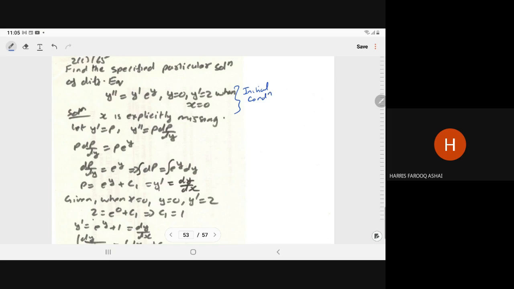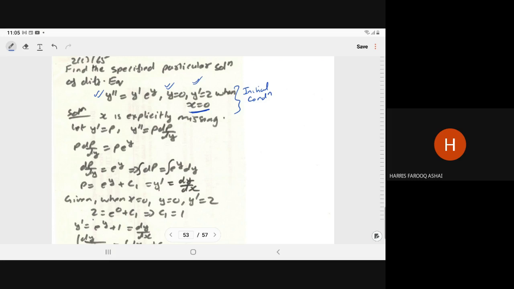Initial condition means at the initial point we have these two values. That's why we call it the initial condition. In this equation, y double dash is equal to y dash e to power y, there is no explicit term of x. So we assume y dash as p and y double dash as p into dp by dy.